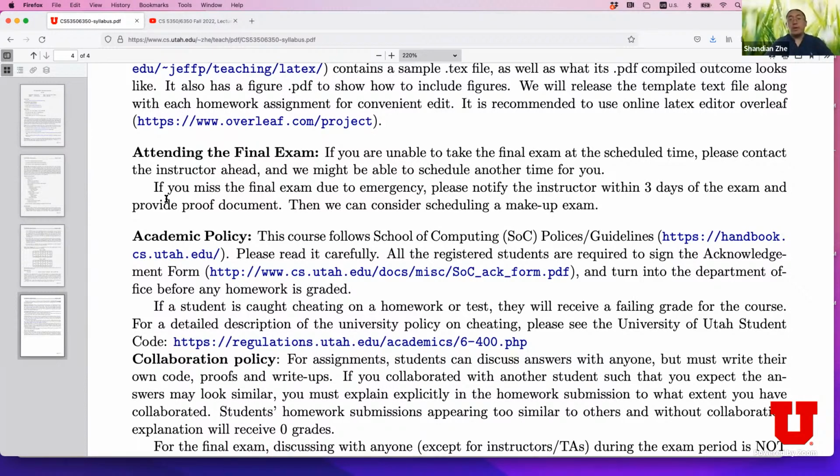Once we have got your notification and also the document, we can consider scheduling a makeup exam, but don't miss it. And don't come to tell us after 1 month or 2 months that you missed the final exam because of blah, blah, blah, because at that time the final grade has already been uploaded to the registrar office. It's very hard to revise it. Okay.